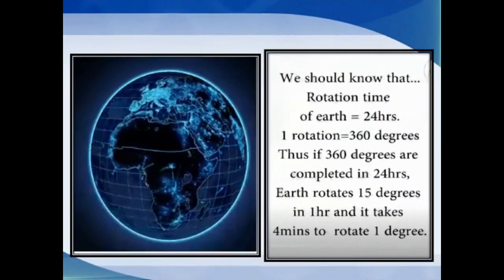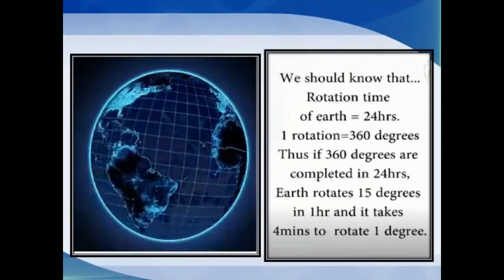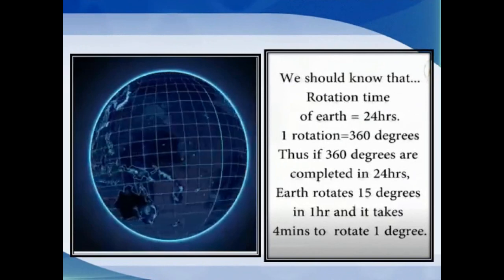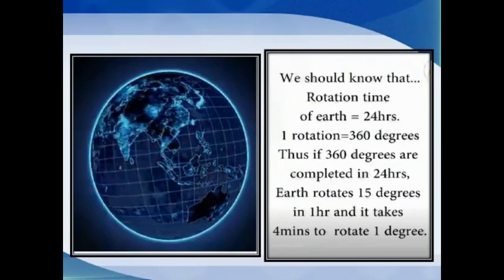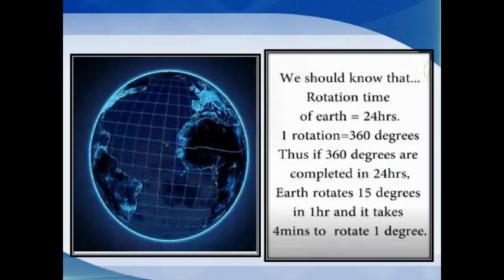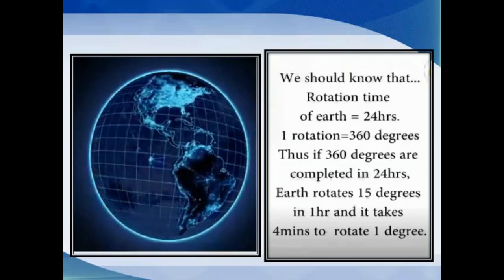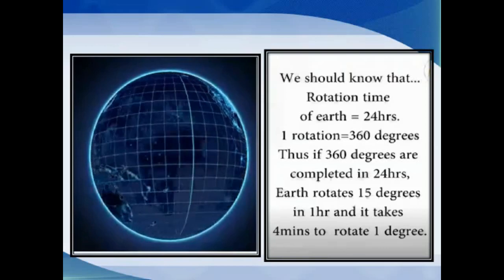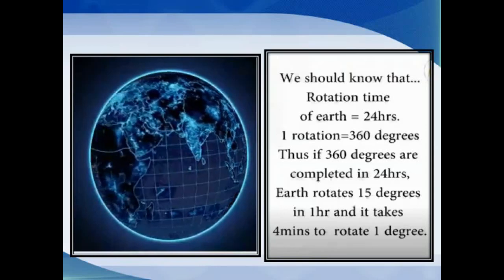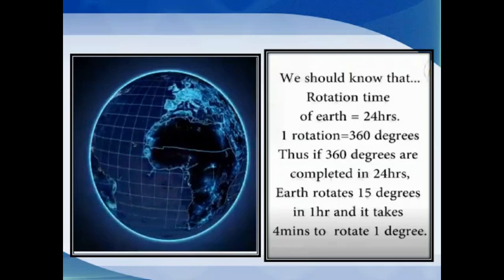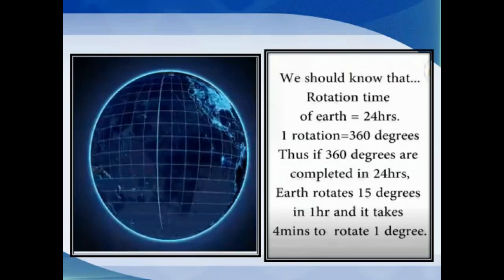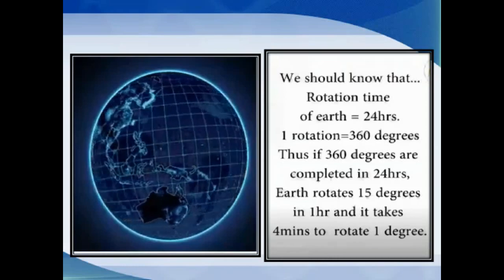So, students, as we know, the Earth takes almost 24 hours to complete one rotation, that is 360 degrees. The Earth rotates by 360 degrees in 24 hours, which is equal to 15 degrees in 1 hour around its own axis. The Earth takes 60 minutes to cover 15 degrees, which is equal to 4 minutes to cover 1 degree. This means that for each degree of longitude, the local time differs by 4 minutes.